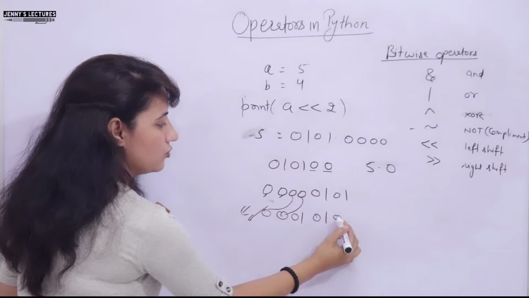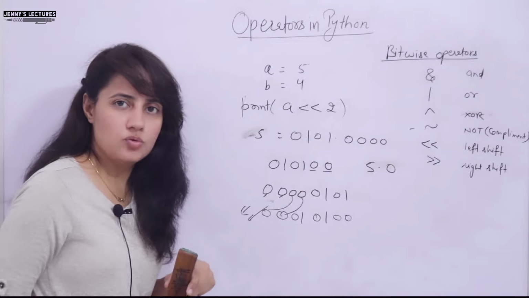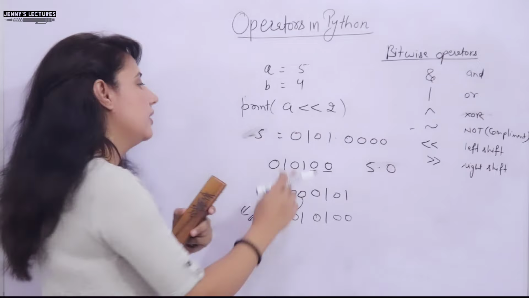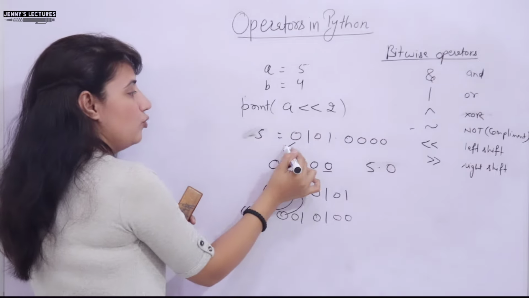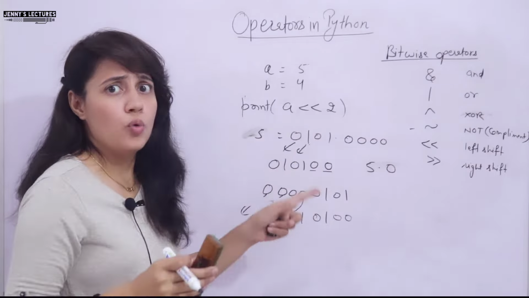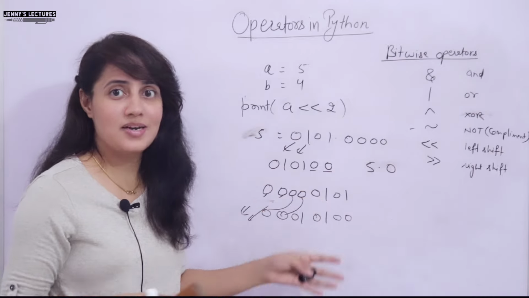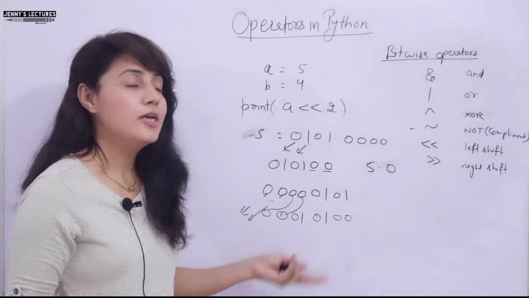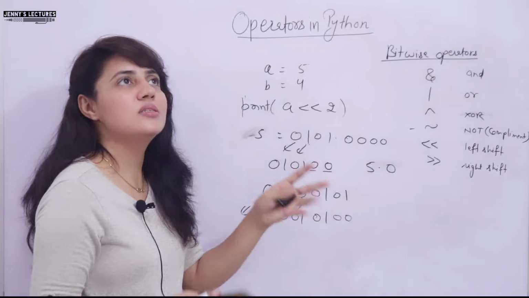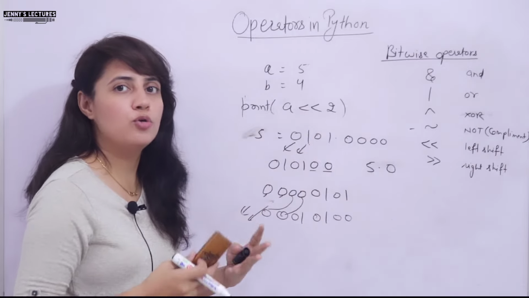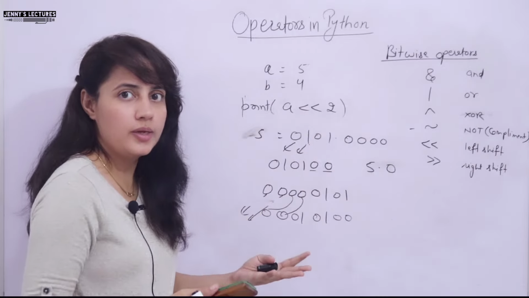Now the remaining 2 places we will fill with 2 zeros. That can be a case. But here in 4 bits, 2 bits are 0 and 1. We cannot discard this 1, otherwise we will get some unexpected result. So in left shift, we always gain bits. We are not going to lose anything. I hope you got my logic here.